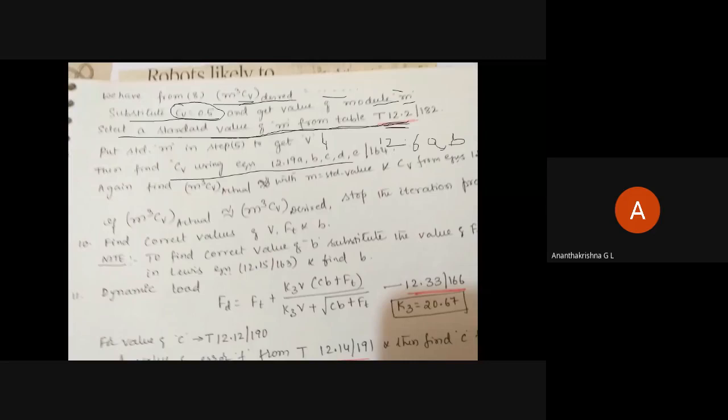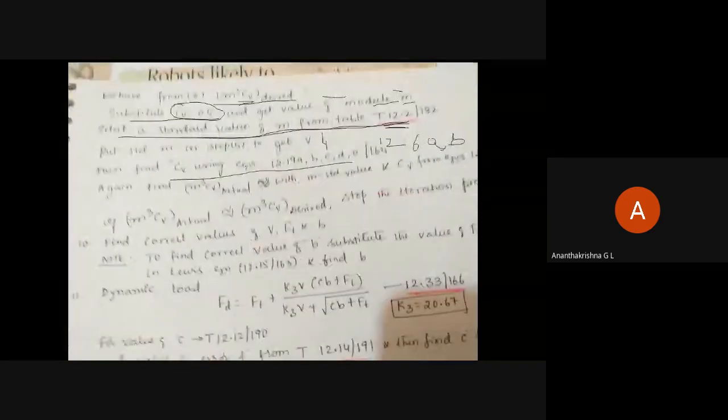Then from Table 12.2, page number 229, take the standard module m. Then go back to step 5 and find the value of surface velocity V by putting the standard value of module in the equation of surface velocity. After that, go to equations 12.6 A, B, C, D, E. Choose the appropriate equation for the velocity factor Cv and then find the value of Cv. Okay. Are you there?